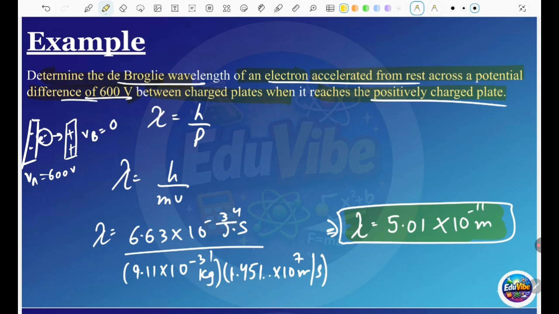So they asked to find the de Broglie wavelength. This is the formula you have to use to calculate this, and you have the plates involved in this.